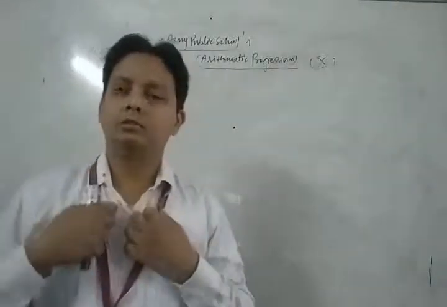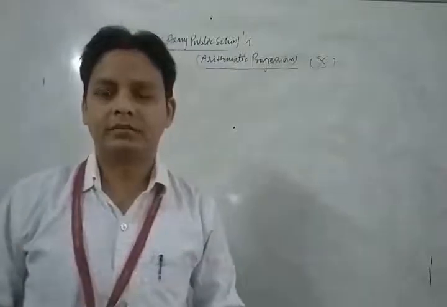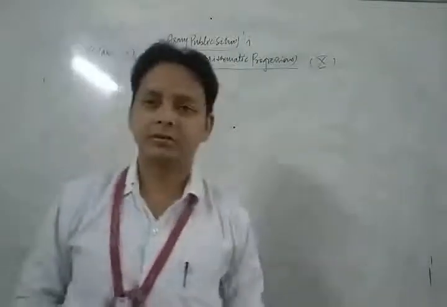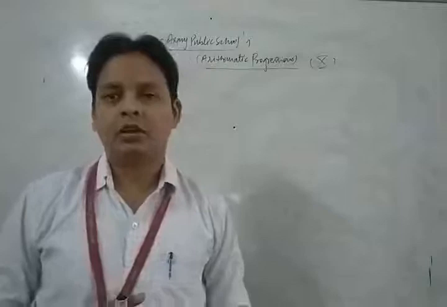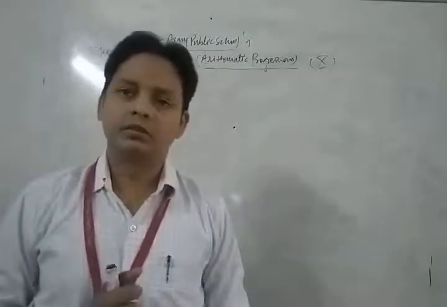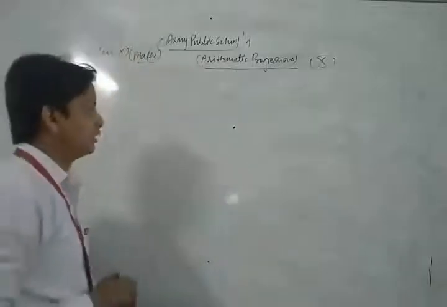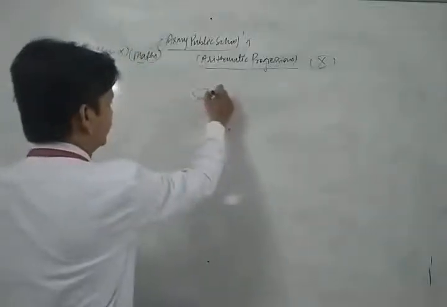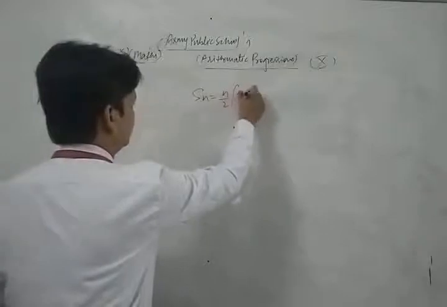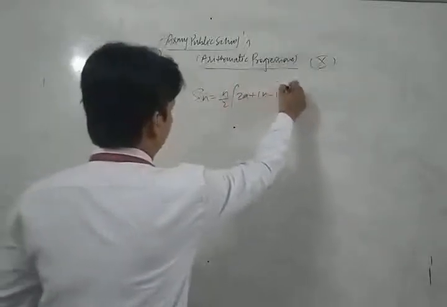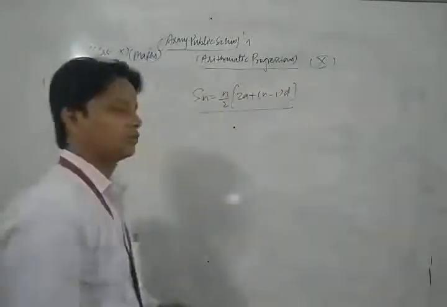Dear students, in the previous class we revised and discussed a very important chapter of your syllabus, which is arithmetic progressions. In that class we solved some important questions related to the sum of n terms of an AP, that is Sn is equal to n by 2 into (2a plus (n minus 1) into d). We solved some important questions based on this topic.